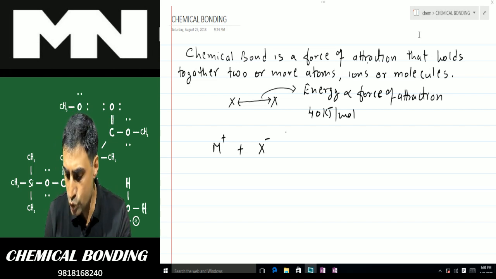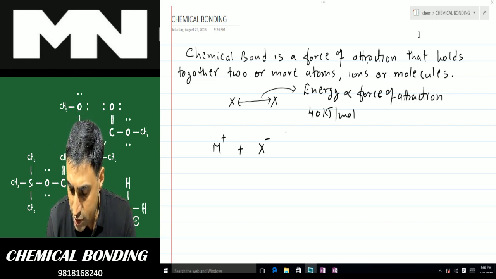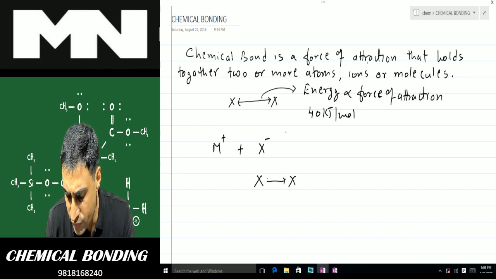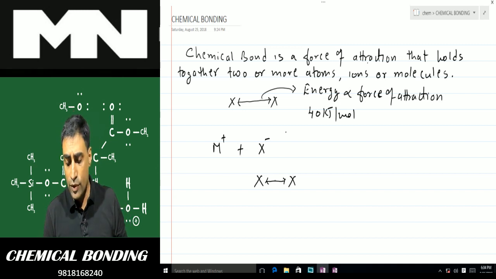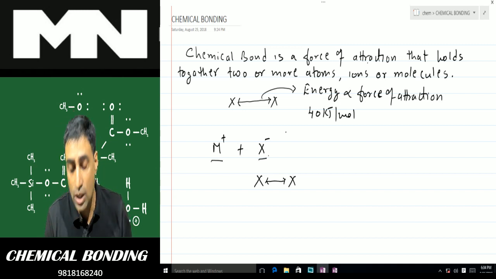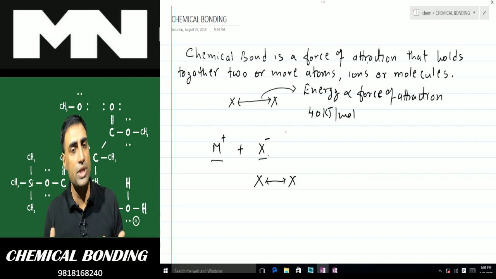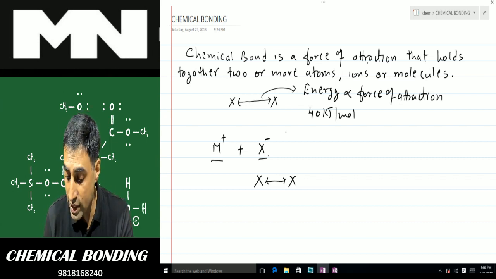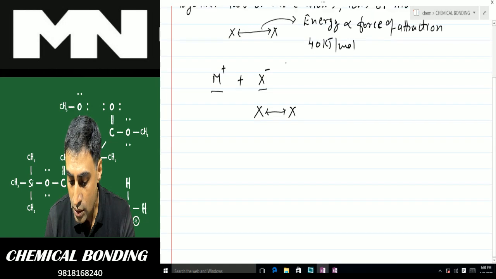But a question comes to our mind, how come there is a force of attraction between two neutral atoms, say X and X? How do they experience a force of attraction? If we have a cation and an anion, a force of attraction among them develops, that is quite understood. But how come two neutral atoms will have a force of attraction among them? Well, to understand that, we'll look at it in a different way.